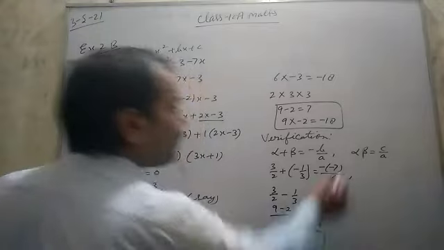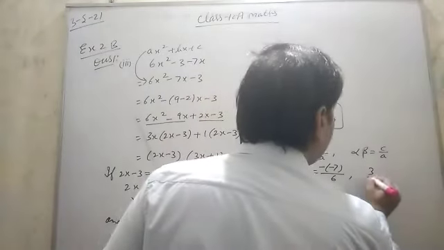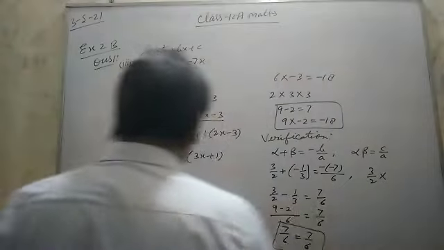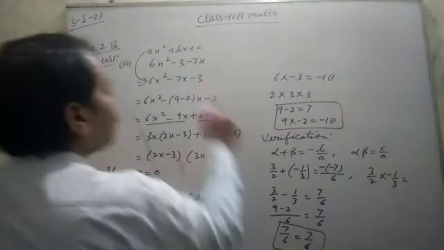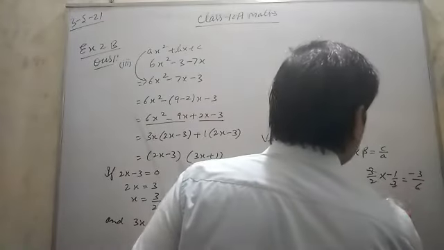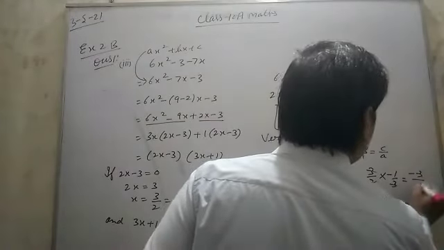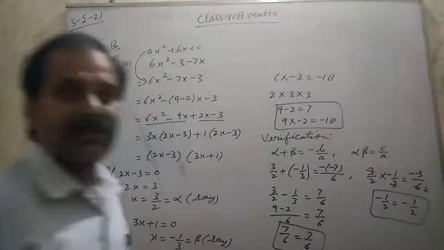Okay. Then alpha into beta. So alpha, that is 3 by 2 into beta means minus 1 by 3 is equal to c. So c is minus 3 upon a means 6. So 3 cancel. So minus 1 by 2 is equal to minus 1 by 2. Relationship also verified. Clear?